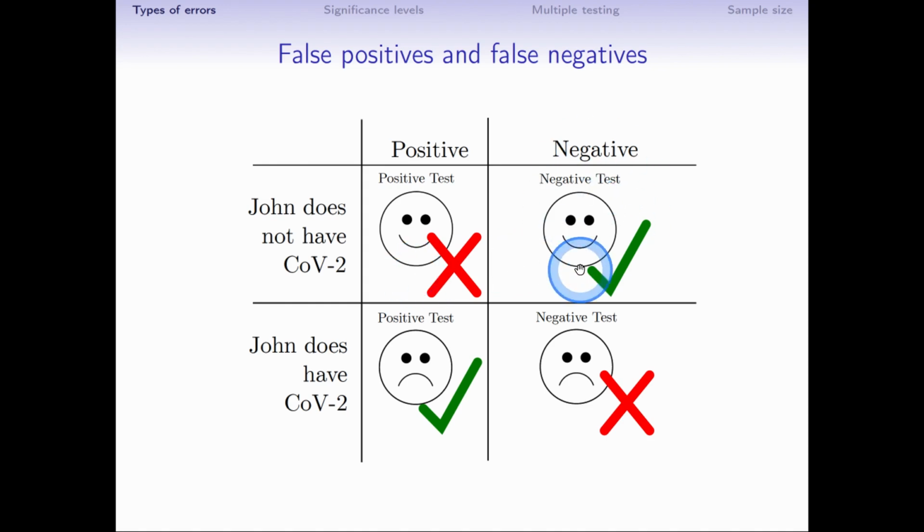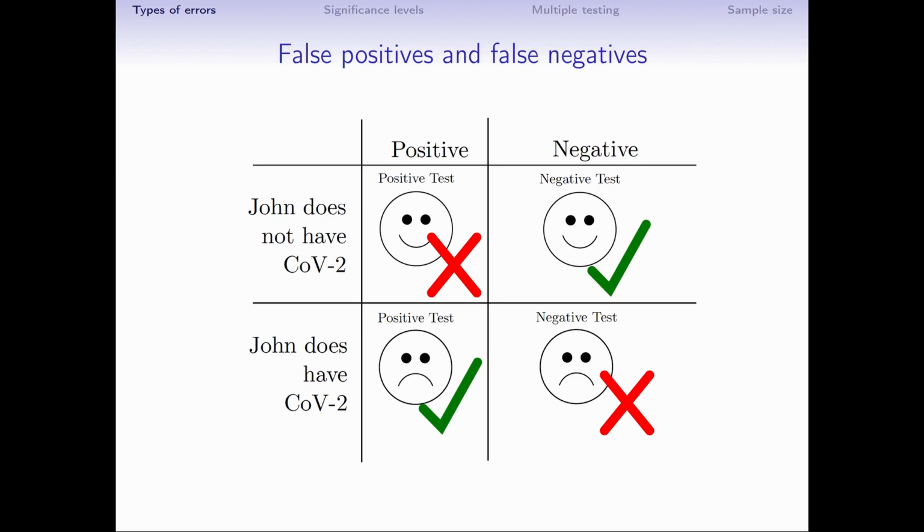All right, let's look at this cell. John does not have CoV-2, and the test is negative, and that's a valid conclusion. Going down to this cell, we can see that John does have CoV-2, and the test is indicating that. The test is positive, and that's a valid conclusion. Finally, in this cell, we see that John does have CoV-2, but the test is negative. And in medical testing, this is called a false negative test, and the correlate in statistical testing is called a type 2 error.